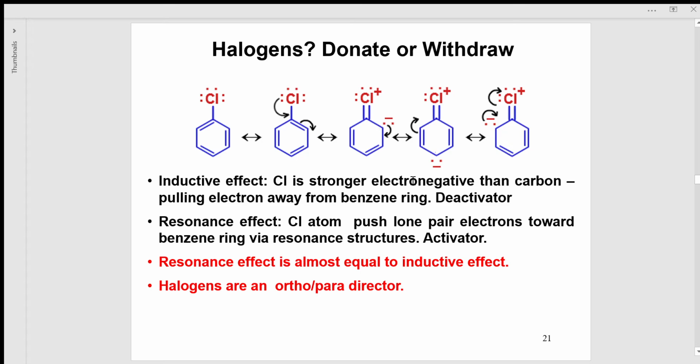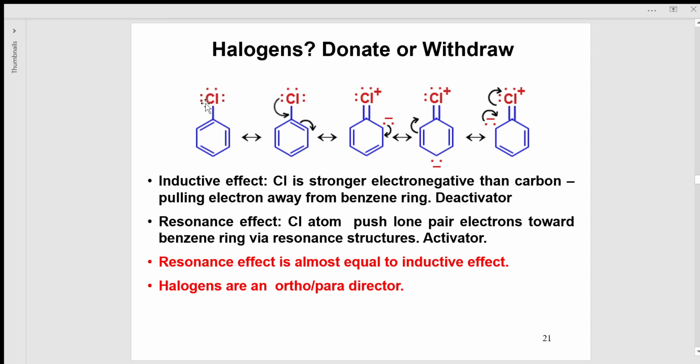So again, we need to analyze the two effects, inductive effect first. Chlorine here is a more electronegative atom than carbon, of course. So the inductive effect is pulling electrons away from the benzene ring towards chlorine. However, we still have a second effect too: the resonance effect. Resonance effect basically means we need to draw the resonance structures.